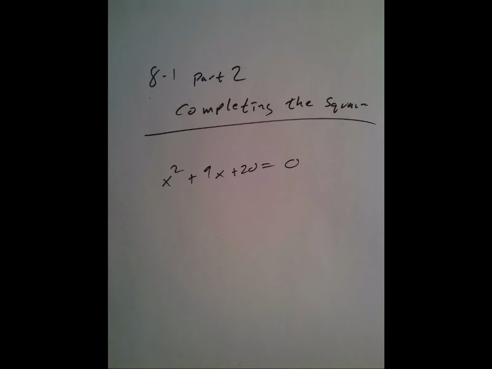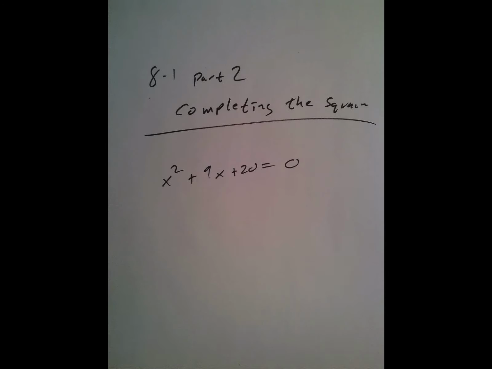Alright, this is 8.1 Part 2, Completing the Square. Now, completing the square is used a lot. At this point of the game, though, it's not that important because people just want to rely on using the quadratic equation. But completing the square is actually a very powerful tool. So I picked one that's going to have an odd number for the middle term, and you'll understand that for a second. So, we have x squared plus 9x plus 20 equals 0.